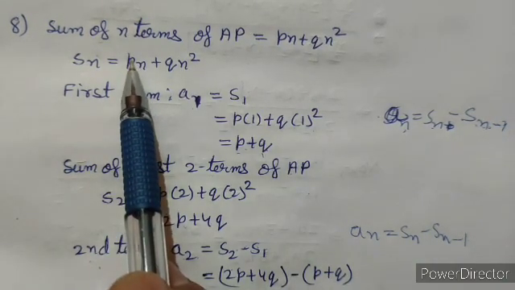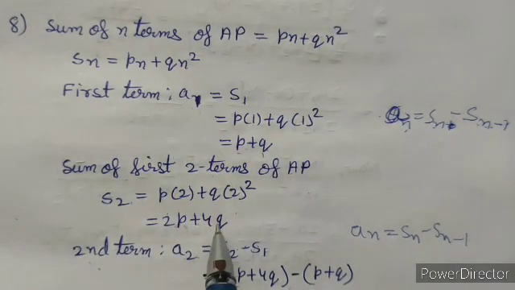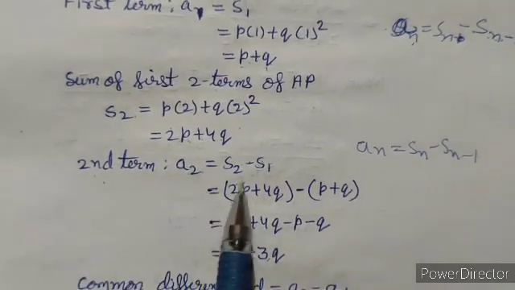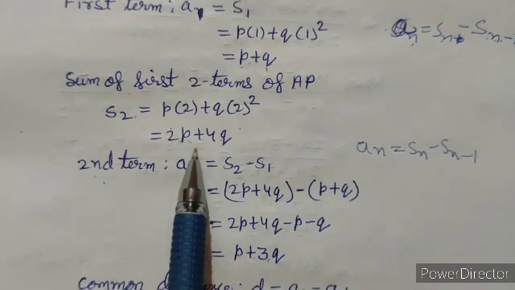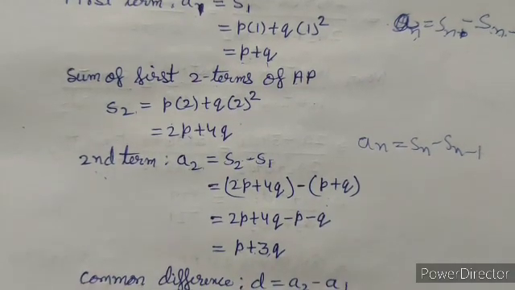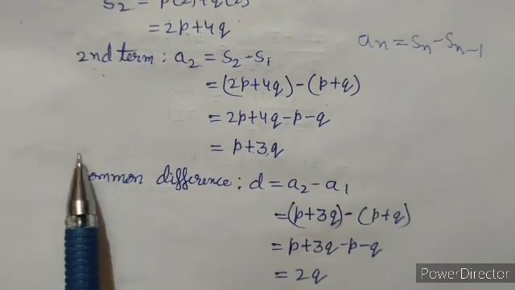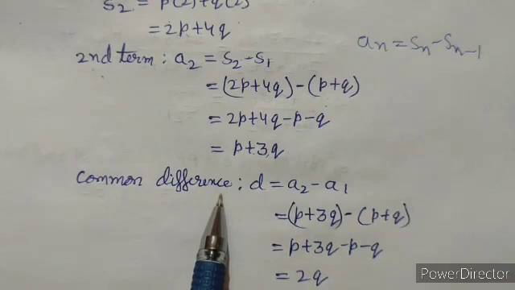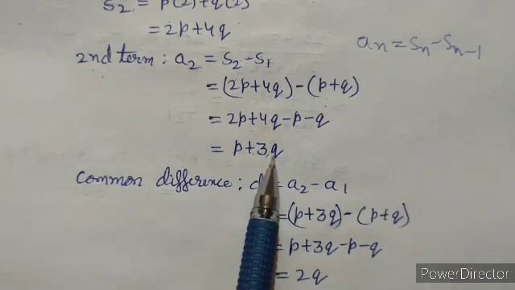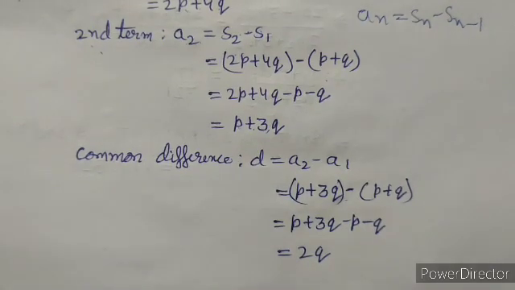Now that means S2 will be P into 2 plus Q into 2 square, and that will be equal to 2P plus 4Q, and therefore the second term A2 will be equal to S2 minus S1, that is 2P plus 4Q minus S1, and S1 was P plus Q, and this will give us A2 as P plus 3Q. Now here we have to find the common difference of the AP, and as we know, the common difference D will be given by A2 minus A1, and that will be P plus 3Q minus A1. A1 was P plus Q, and that will be equal to 2Q.